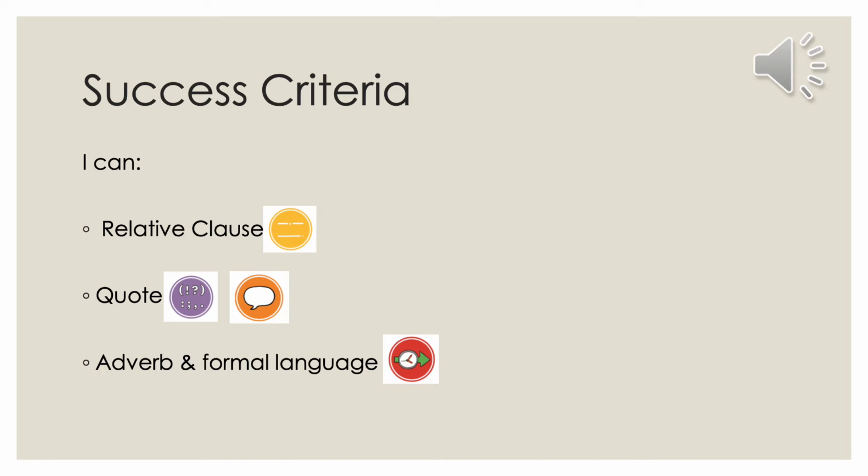We're then going to use a quote. So we've got our fantastic there, which is our speech bubble for our speech. And we've also got the punctuation symbol there because we will obviously be using inverted commas for our quote. In our third sentence, again, we will be looking at adverbs and formal language. So we've got our symbol there for our adverbials.